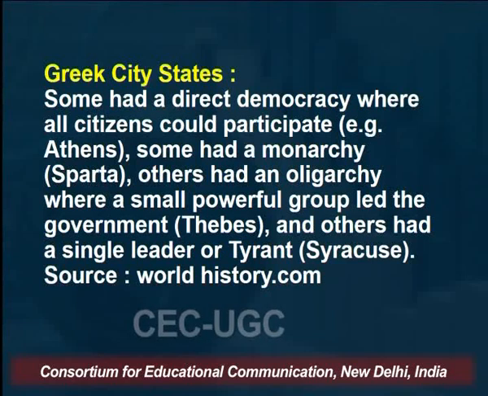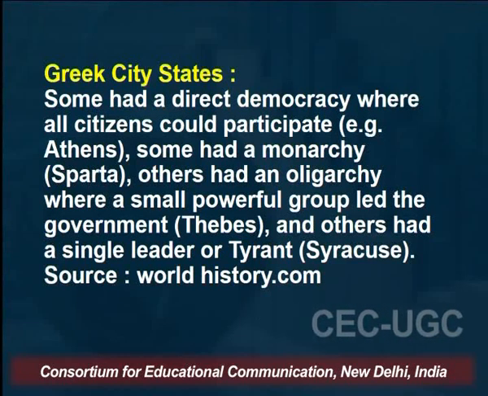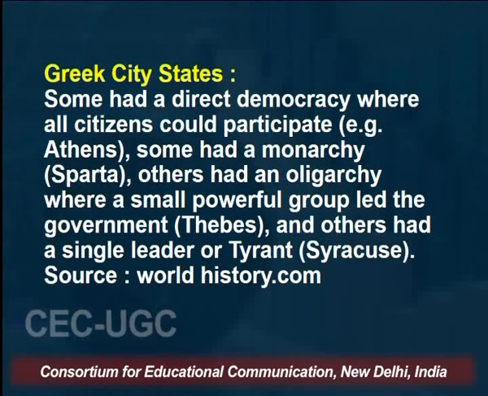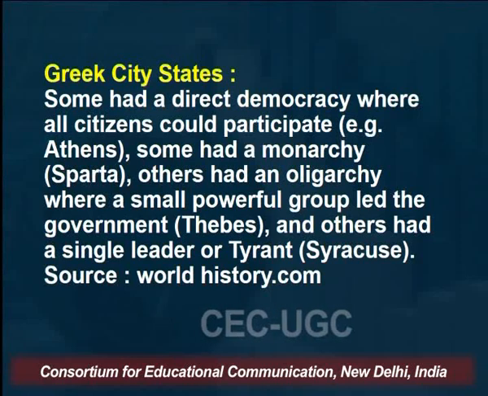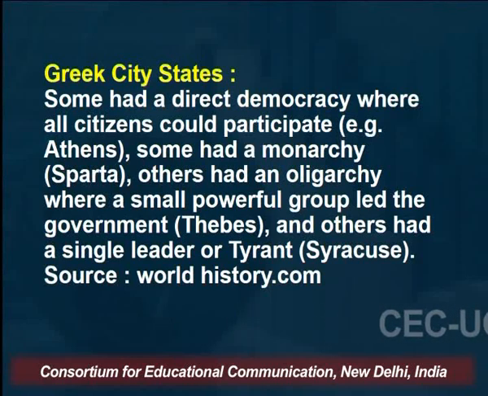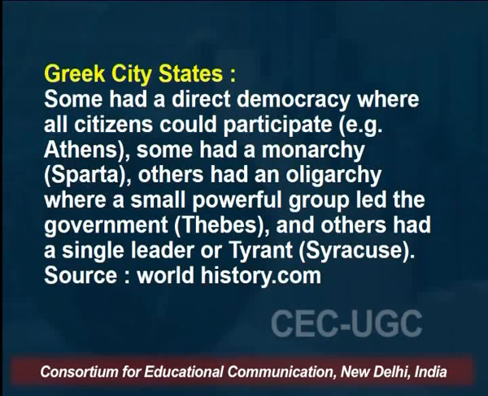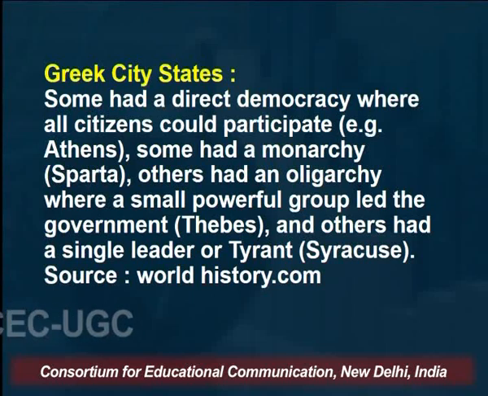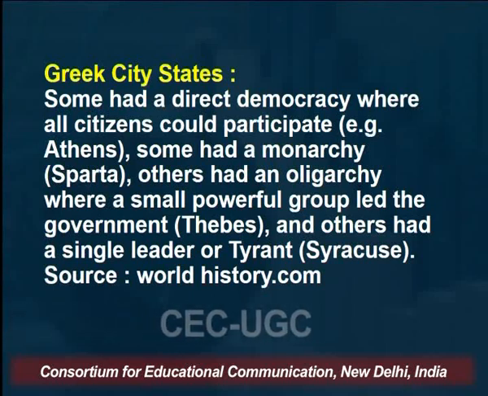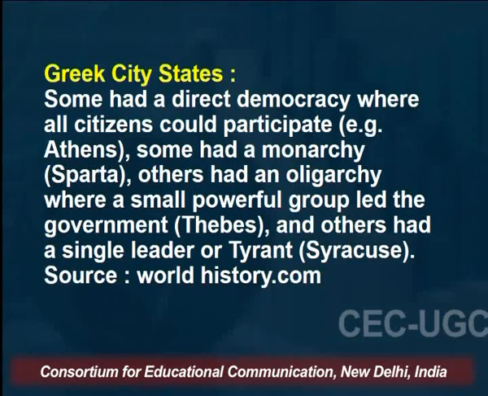Then one finds that in the Greek city-states, when we look at important examples from history, quoting some important examples that we got from worldhistory.com, in some Greek city-states there was direct democracy. And what is this direct democracy? All citizens could participate. An example of that, Athens. Some had monarchy. An example of that, Sparta. Others had oligarchy, where a small powerful group led the government. Example of that, Thebes. And others had a single leader or tyrant. An example of that, Syracuse.